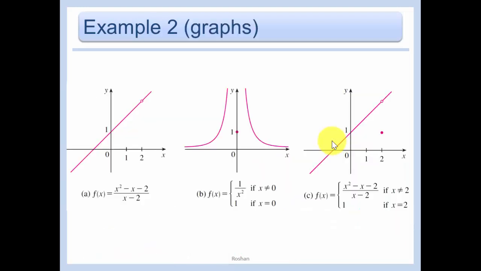If we look at this graphically, we can see in part A, we said it was discontinuous at x equals 2 because there was a hole there. In part B, we said that it was discontinuous at 0. The limit does not exist there. It's going off to infinity. And then in part C, again, we have this hole, but the function value is defined at a different point. So it is discontinuous there at x equals 2.